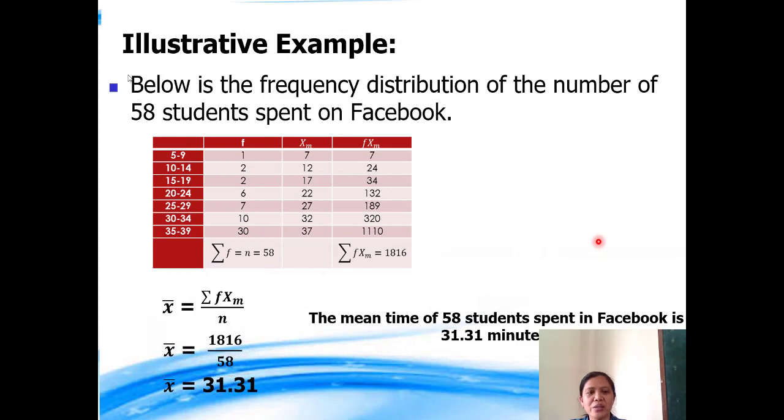Okay, we have here the illustrative example. We have the problem. Below is a frequency distribution of the time 58 students spent on Facebook. Given the class interval and the frequency, all you have to do is look for the midpoint.